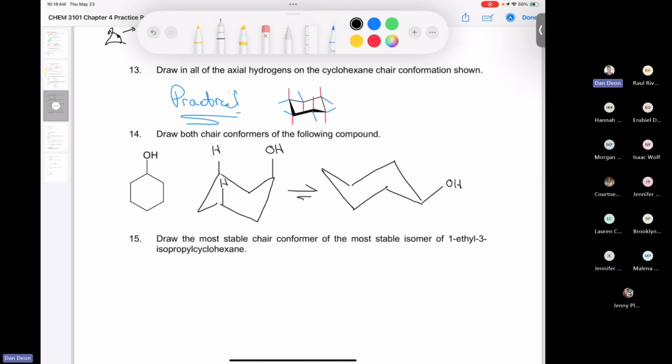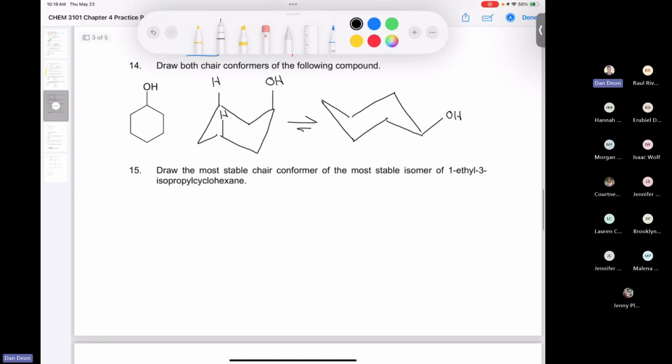with this proton. The next one says draw the most stable conformation of 1-ethyl 3-isopropyl cyclohexane. So they don't tell us anything about whether they're cis or trans, but we have a 1-ethyl, and then we have a 3-isopropyl. And so what would be the most stable chair conformation? It would be one where both of these are in the equatorial position, right? So that's all it's asking for.